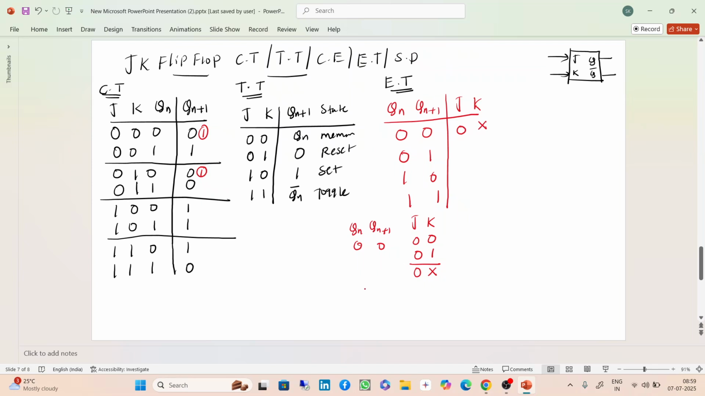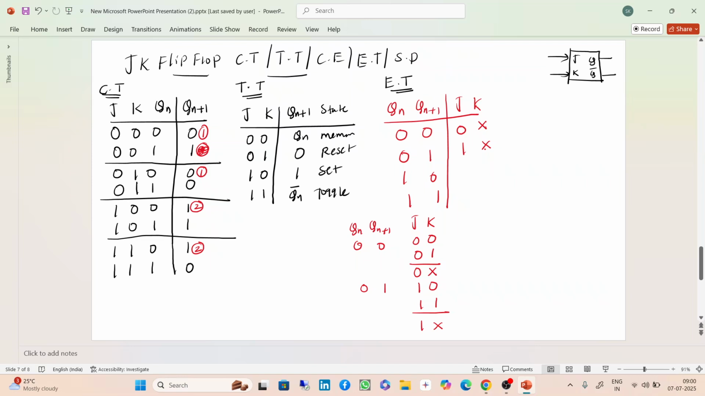Next, 0 1, this is the second case. 0 1 means you are getting 1 0 and 1 1. So 1 0 and 1 1 you can write as 1 don't care.